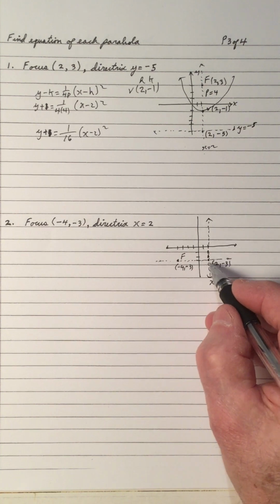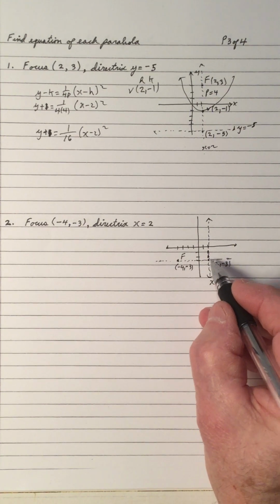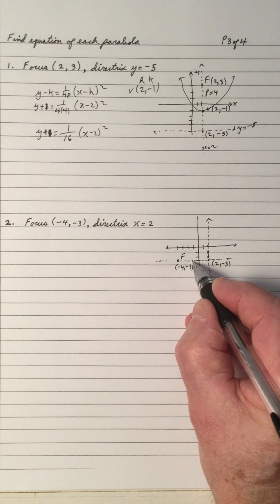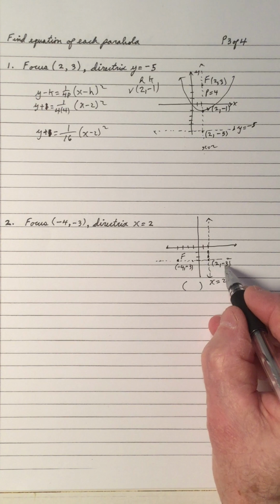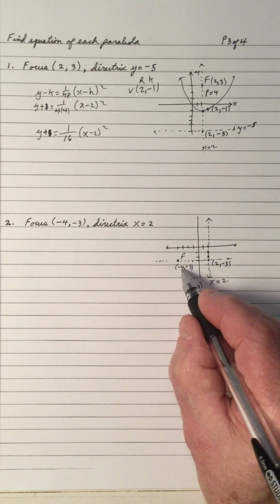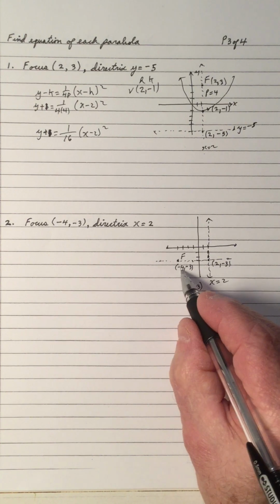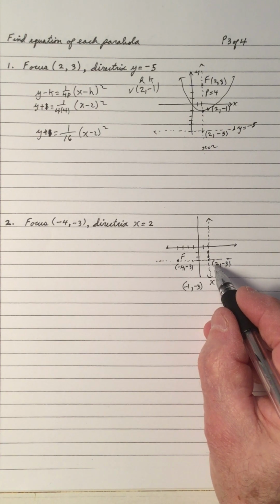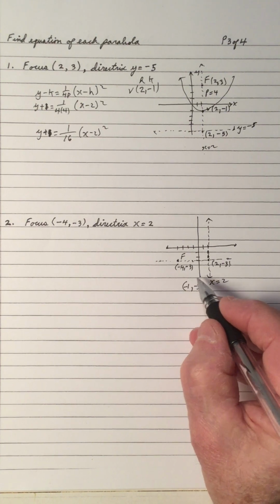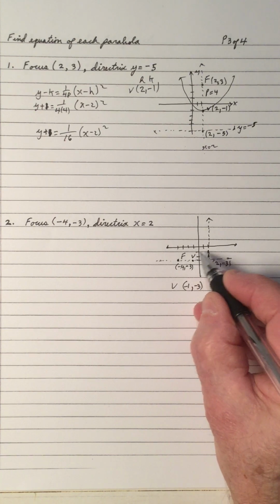You have to be careful. We have to get the point in between the focus and the directrix. So we have a -3. So the vertex is -3. Halfway between -4 and 2 is -1. Add them up. -4 plus 2 is -2. -2 divided by 2 is -1. So the vertex is -1, -3 right there.